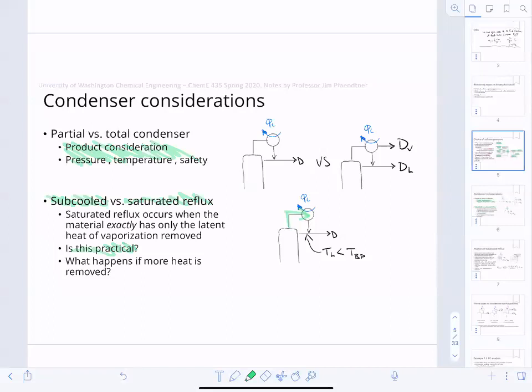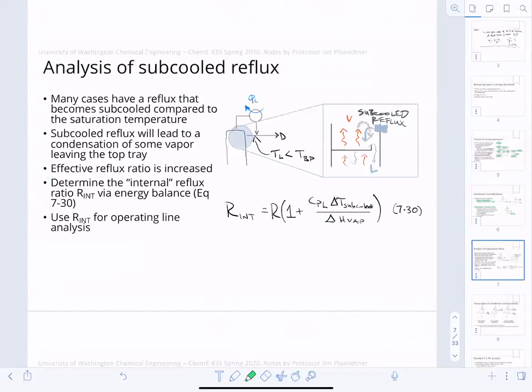So let's imagine we have a refrigerant or chilled water that's colder than we need in order to do total condensation. Then the reflux is going to become subcooled, and the temperature of the liquid re-entering the column is going to be less than the bubble point. So this is really important to think about, because we had this model from our feed stage consideration about what happens when you introduce a subcooled liquid into the column. So let's do a deep dive into that and think about what happens in the subcooled reflux context.